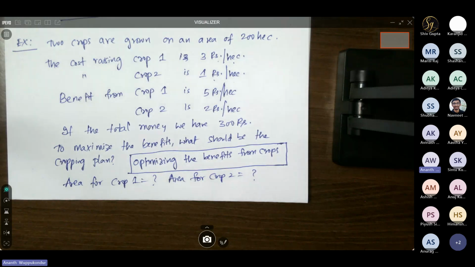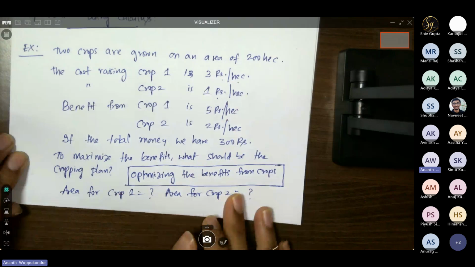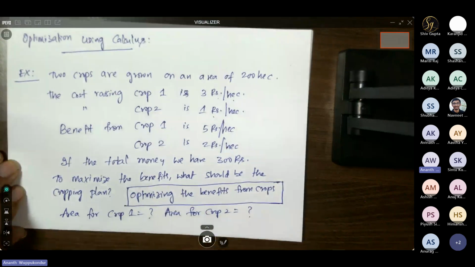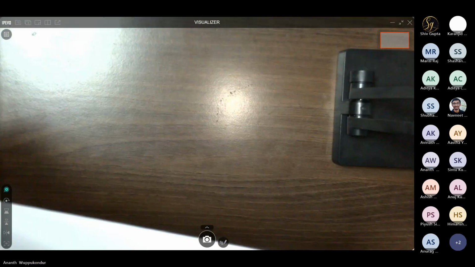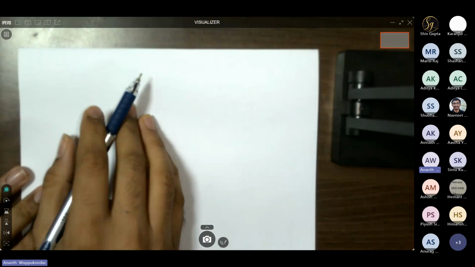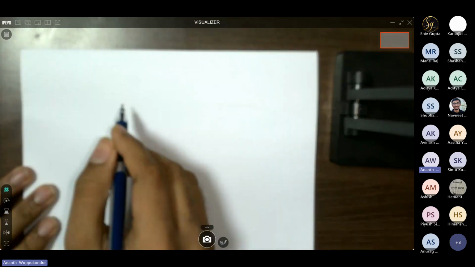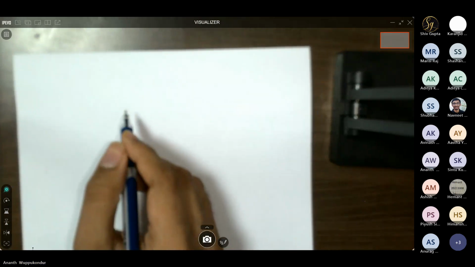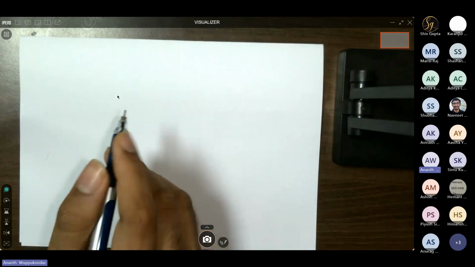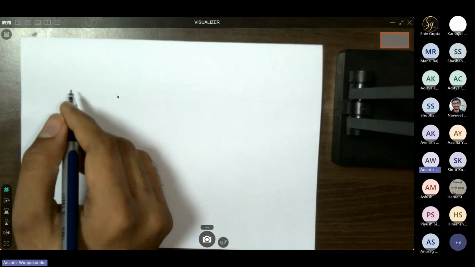Okay. So here we are getting started on optimizing using calculus. We are going to look at how we solve this problem using calculus. Even before getting into the solution, let us recap some of the concepts from calculus. And please let me know if you have any problem seeing my screen or hearing me at any moment.